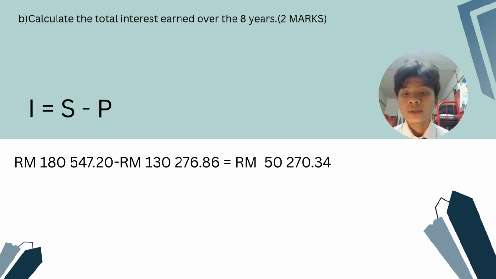B. Calculate the total interest earned over the 8 years. I is equal to S minus P, which is 180,547.20 ringgit minus 130,276.86, which is equal to 50,270.34 ringgit only.